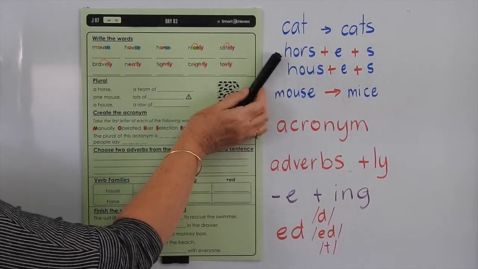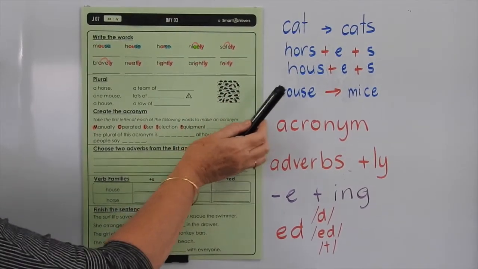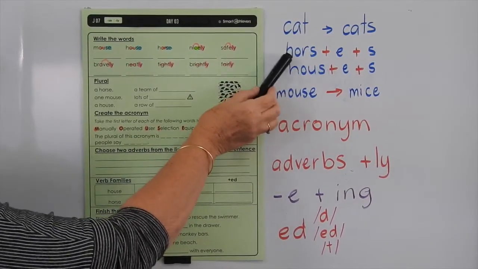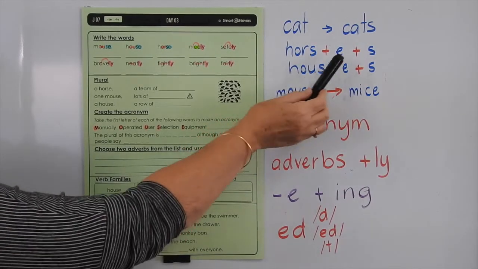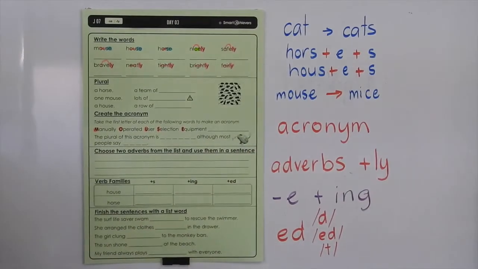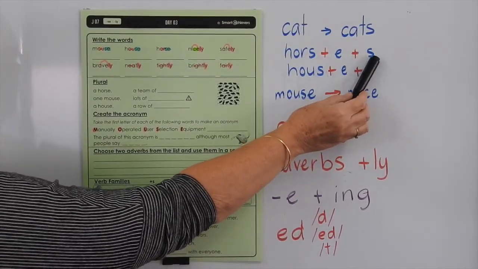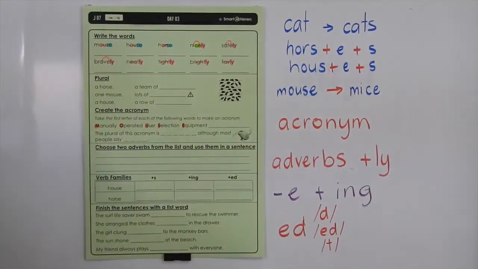So when they came to the words that ended with an S, like horse, house and mouse, they decided that if they ended with an S, people would think there's more than one horse, more than one house, more than one mouse. So they decided to put the E after the S to show that they are singular. And then if we want to make them plural, we add the S after the E, just like we add the S to the base word here.